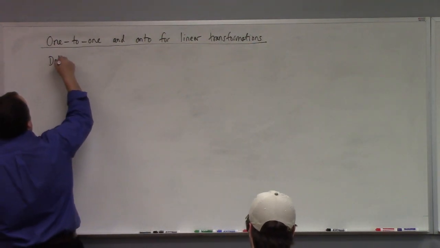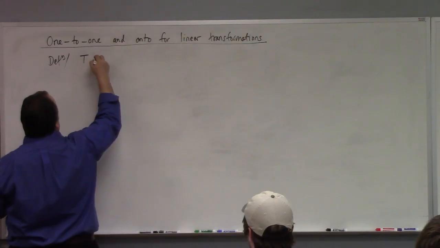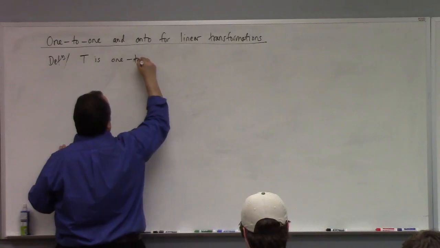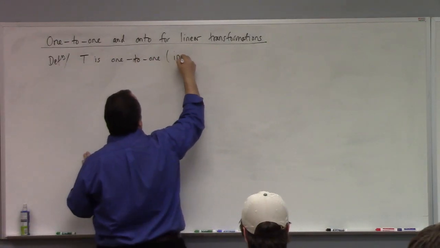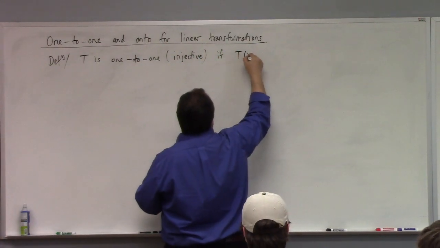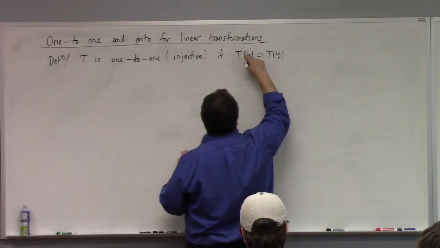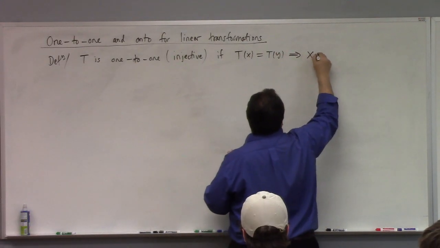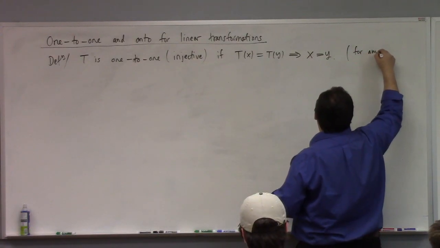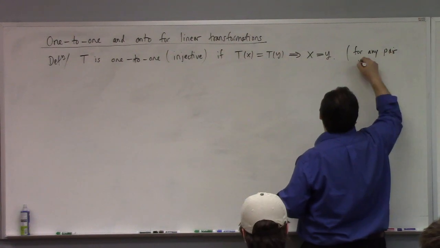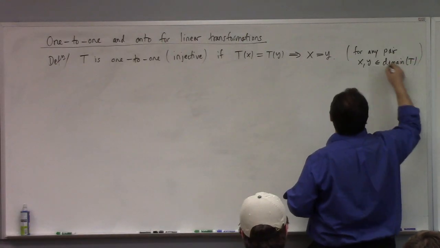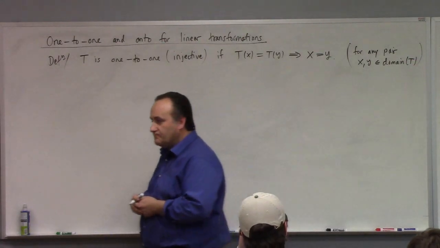So, like, definition: T is one-to-one, and I will usually call this injective, left to my devices, if T of x equals T of y implies x equals y. And this is for any pair x, y in the domain of T. All right, that's what one-to-one means.